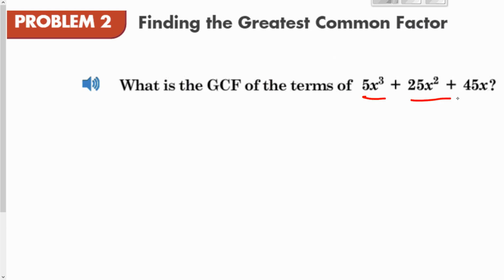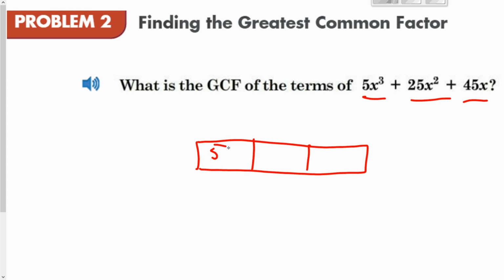So we look at these three. This is kind of like our area. So we're already given our area instead of given our length and our width. And finding the area, now we're given the area is 5x cubed plus 25x squared plus 45x. And now we're going to factor out the monomial. We're going to find our two sides.